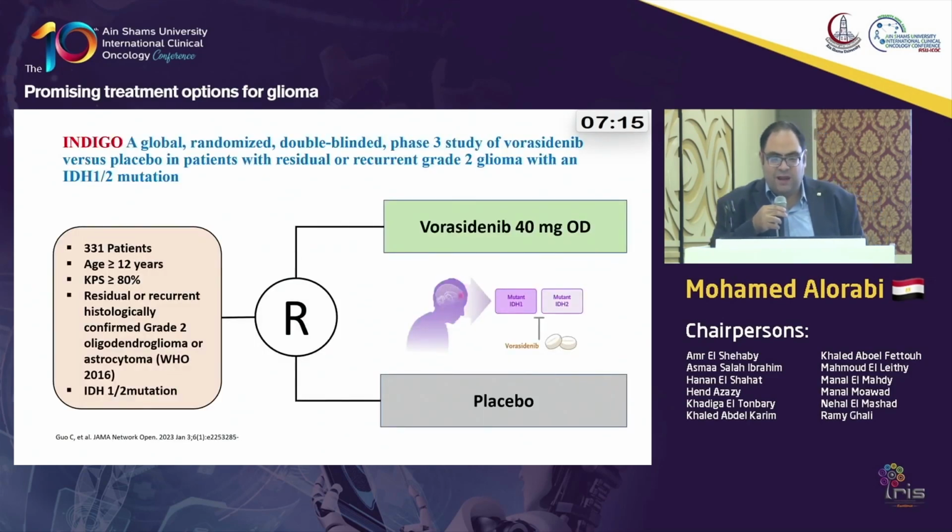So the clinical value of vorasidenib was tested in INDIGO, a multi-center global phase 3 trial. This trial included 331 patients having residual or recurrent histologically confirmed grade 2 oligodendroglioma or astrocytoma, with IDH1 or 2 mutation, and good performance status, Karnofsky performance 80 or more, and age above 12 years. Patients were randomized to receive vorasidenib 40 milligrams once daily or placebo until progression.